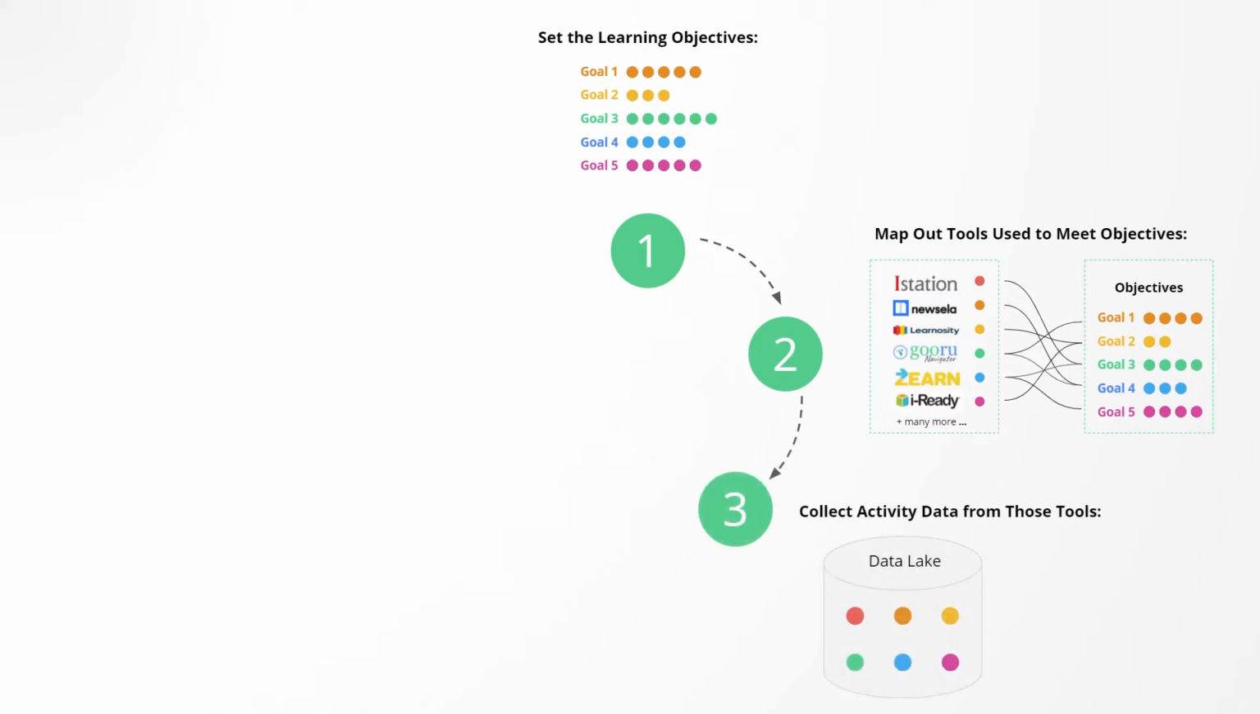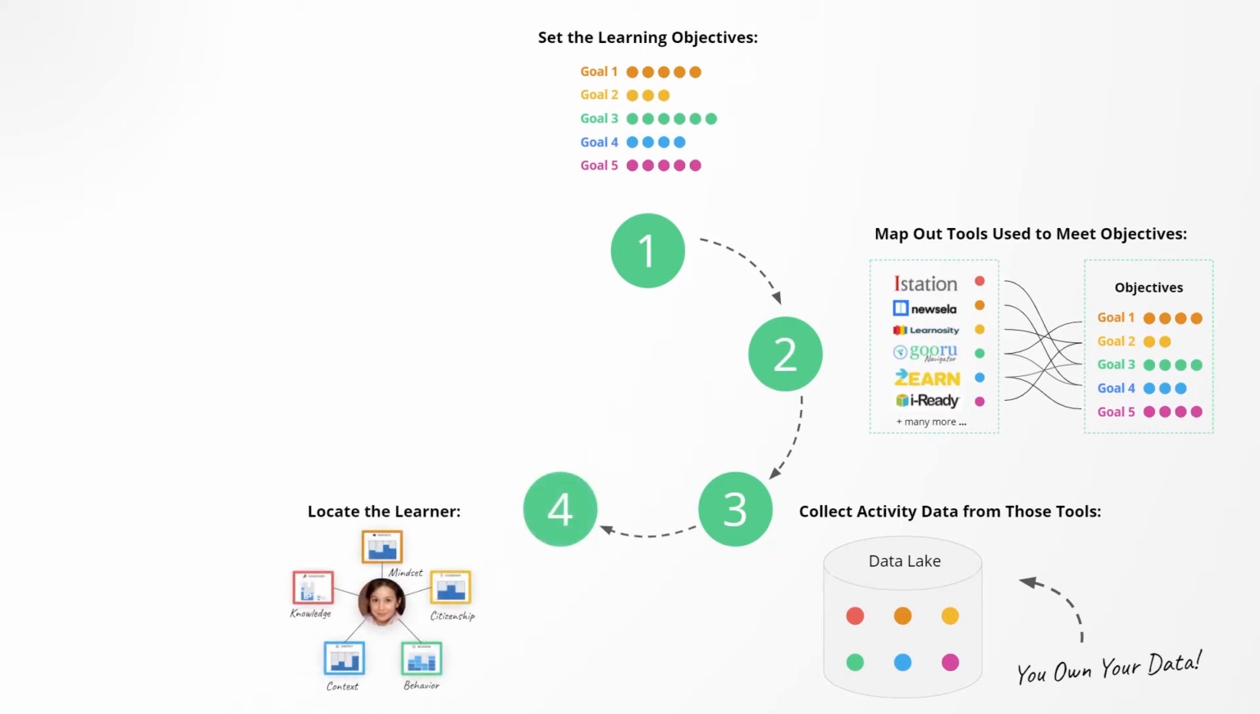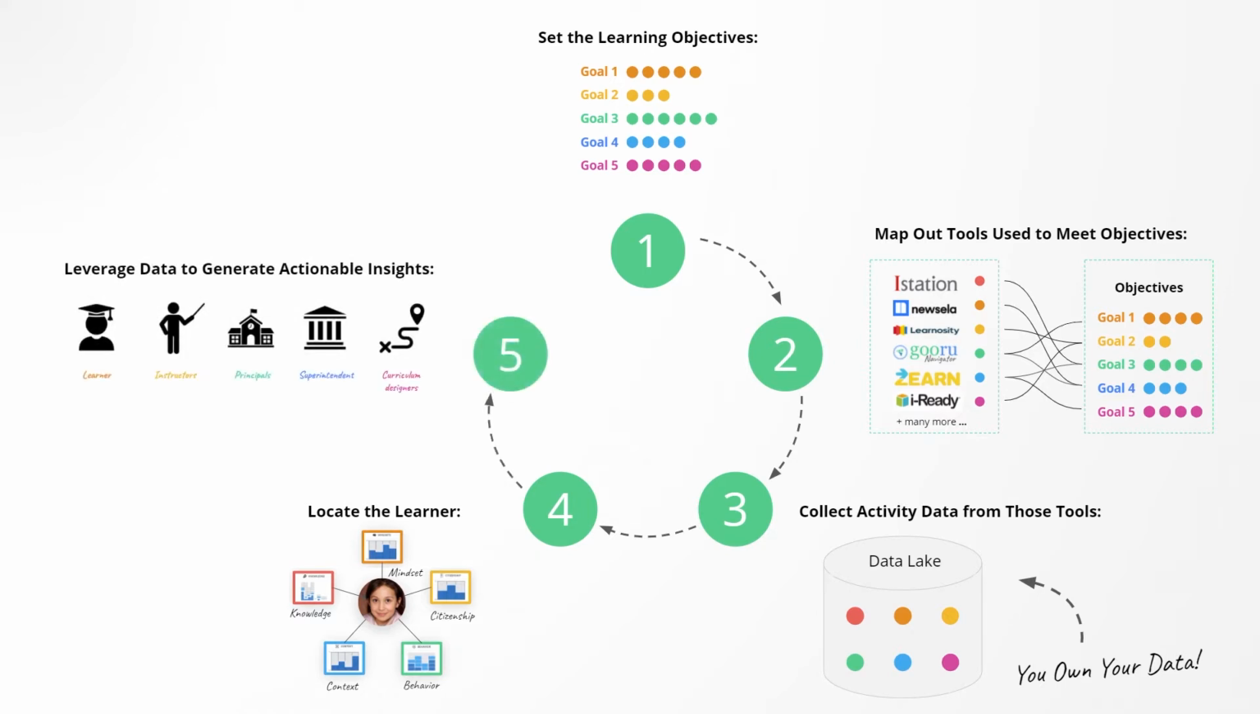Step 3. We then enable these learning registry tools to log activity stream data using standard protocols into a data lake that you own. This is a key unique feature that protects you and your learners' data. Step 4. The data is used to dynamically update each learner's proficiency profile while computing efficacy measures for each tool used. Step 5. We leverage the data to generate actionable insights. Learners receive personalized pathways, instructors can individualize interventions, educational leaders like principals can review the progress and ensure equity, and superintendents can scale success, all of which then updates progress towards the goals.